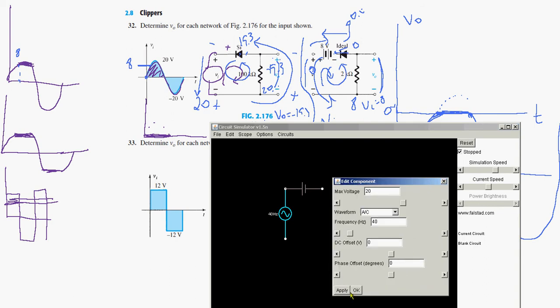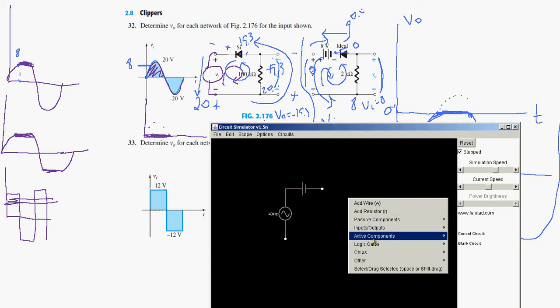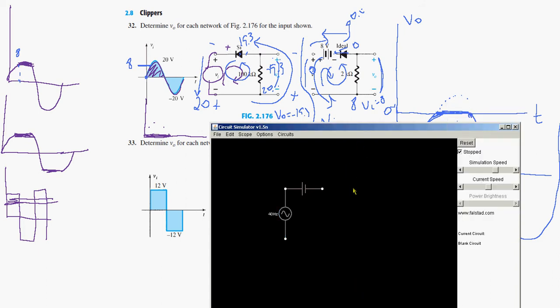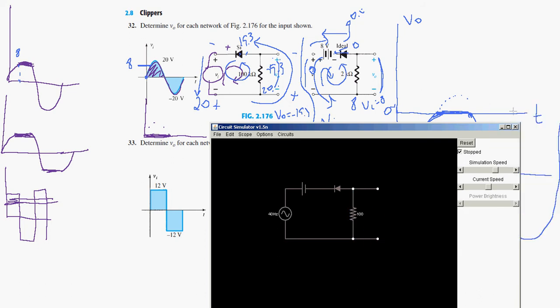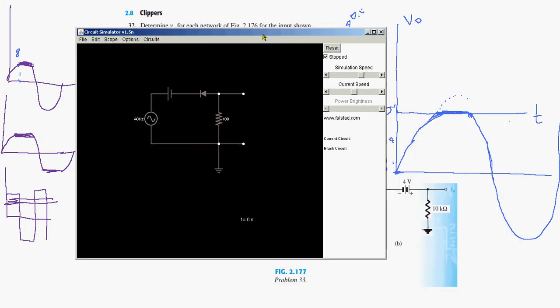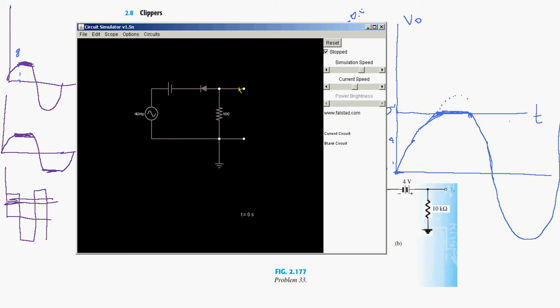Okay, and now we add the diode, in this direction. We add the resistor, complete the circuit, and this is the output voltage. We also add the ground, which is our reference point. And if we look now at the response, we can just probe this.